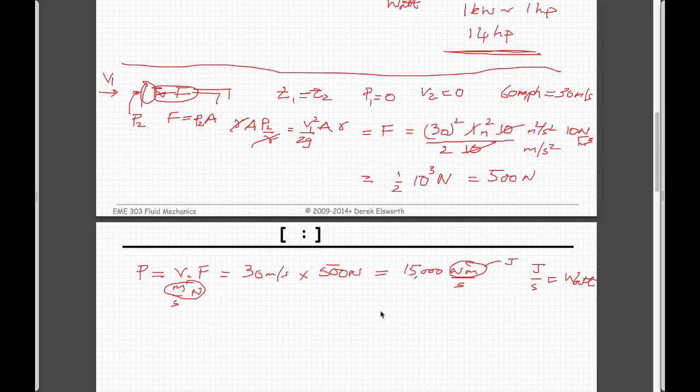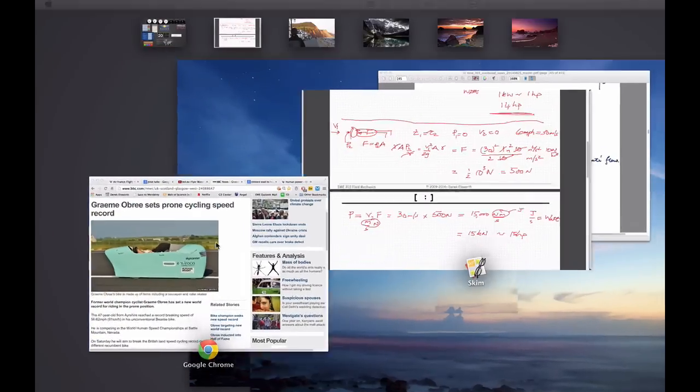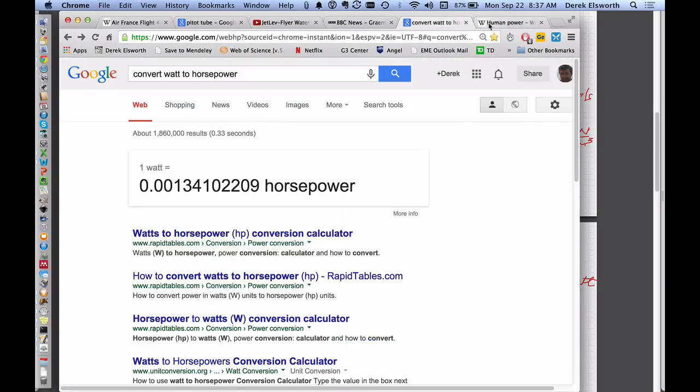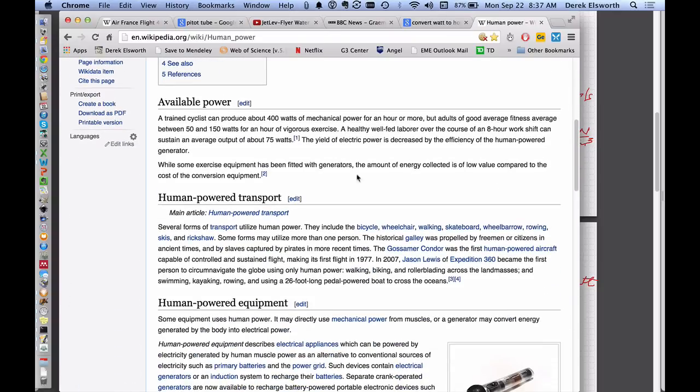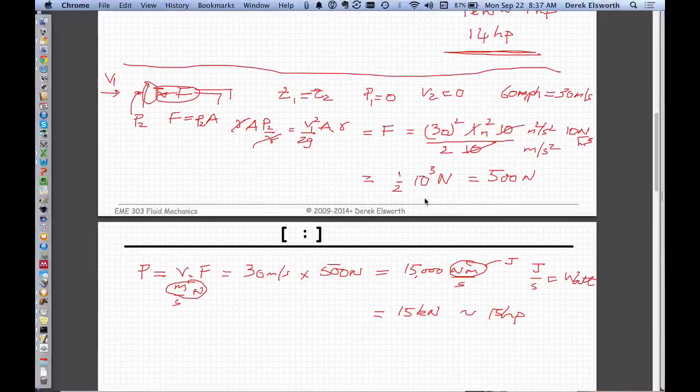And so it's 15 kilowatts, which is about 15 horsepower. So you're getting 15 horses' worth of effort out of this guy. I don't think we're 15 times as strong as horses, so I think the calculation's a bit off. Apparently, if you look up human power, the power of a cyclist is something of the order of half a kilowatt, 500 watts. So not right. So you have to look at what we've done not so right.